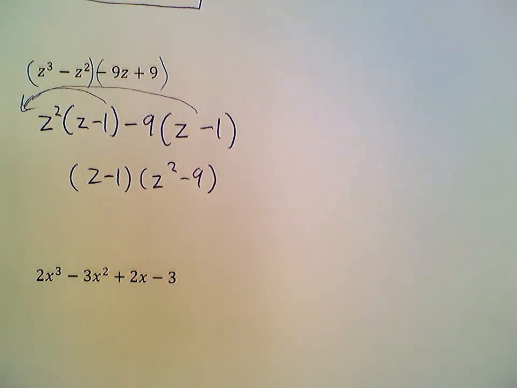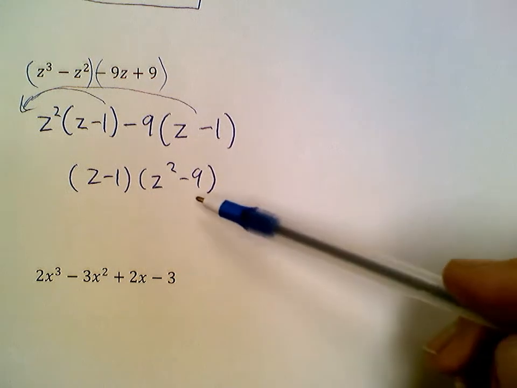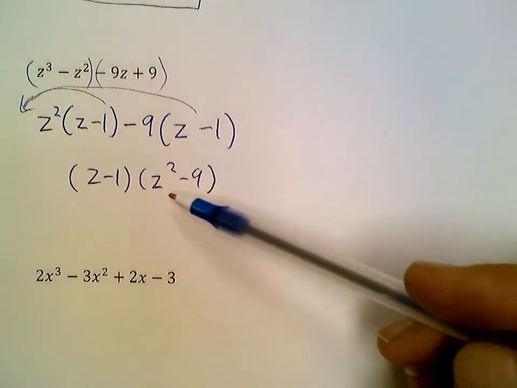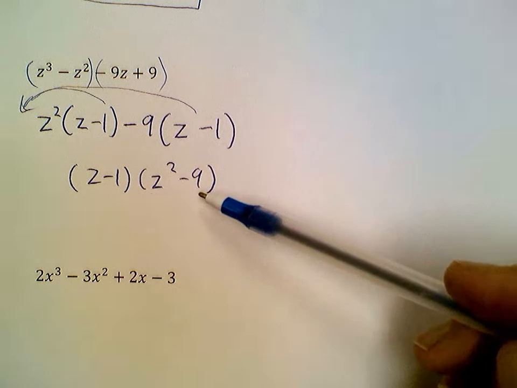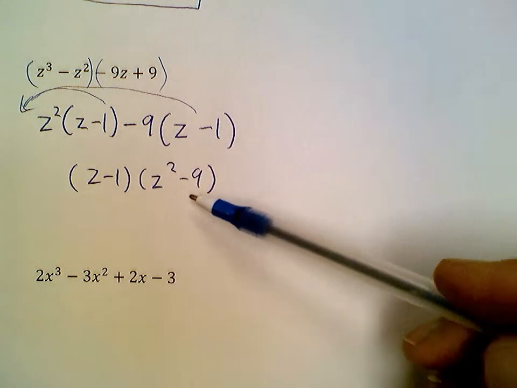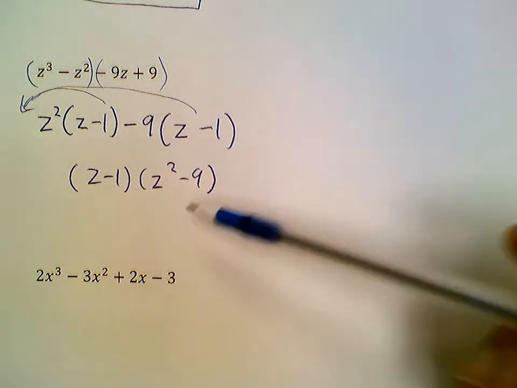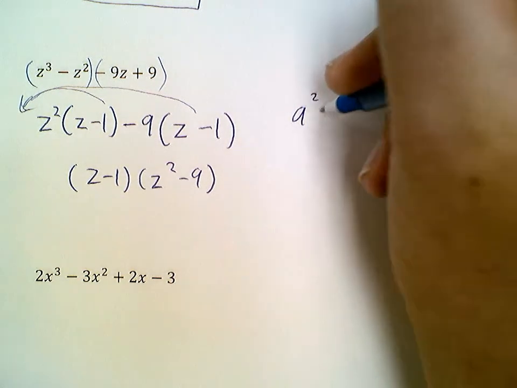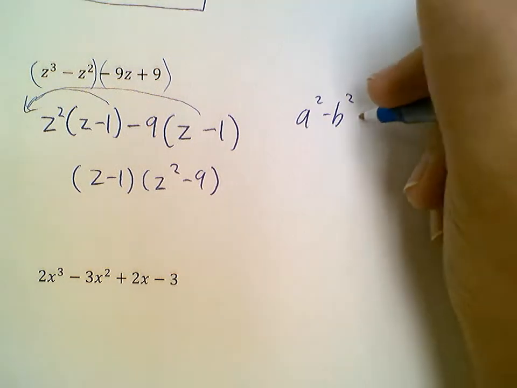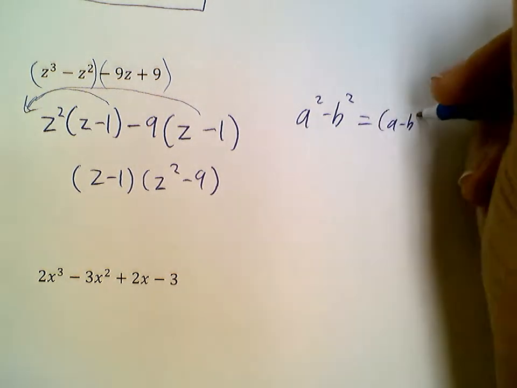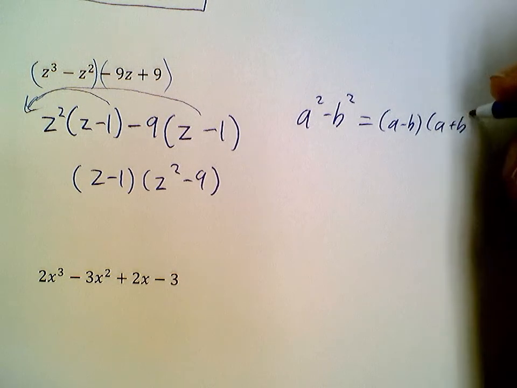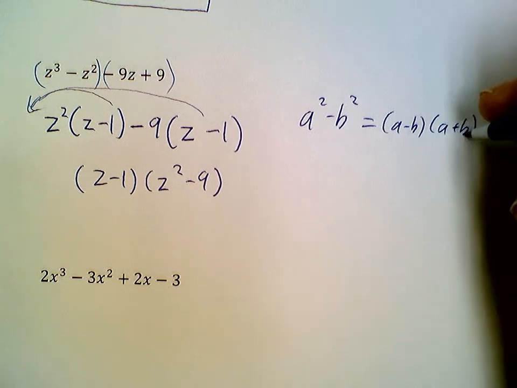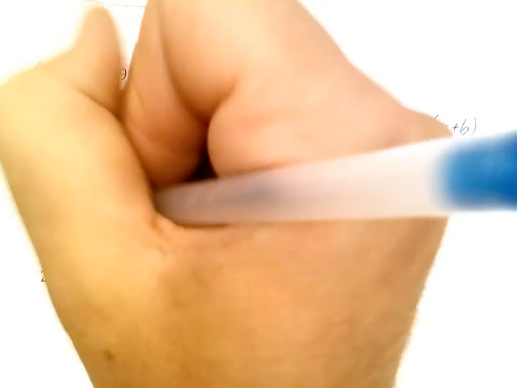And I am done. Or am I? This one's kind of tricky because it can actually be factored slightly further. Look at the second parenthesis, z squared minus 9. That is a difference of two perfect squares. If you remember, difference of squares is a pattern that can be factored further. If you have a squared minus b squared, that can be factored into a minus b, a plus b.